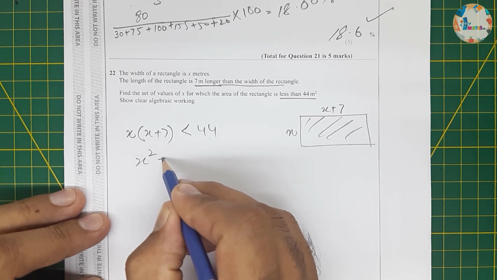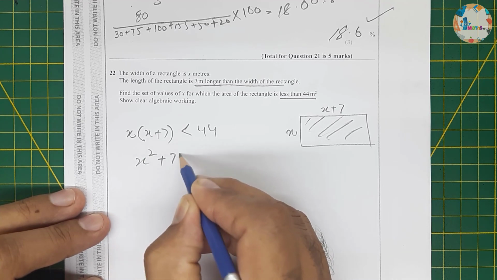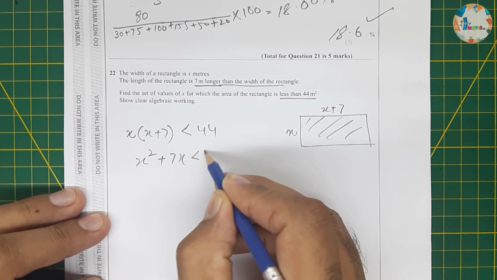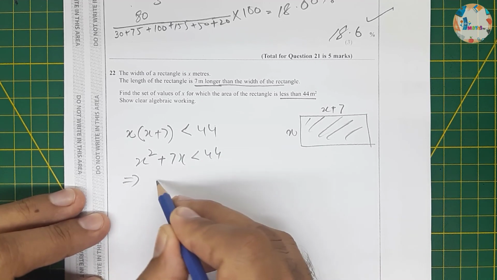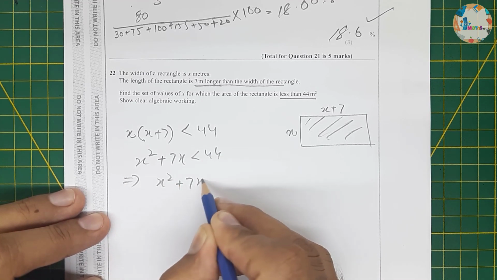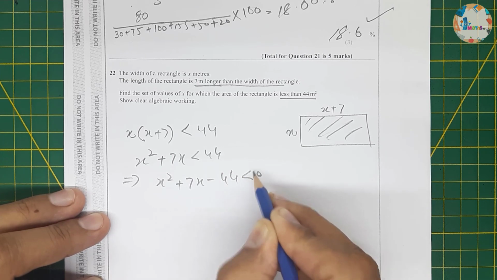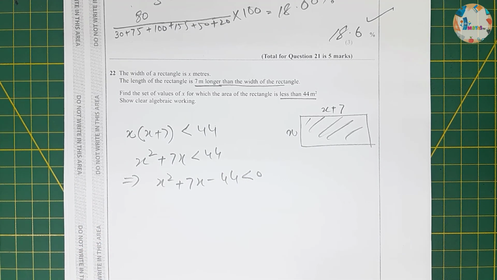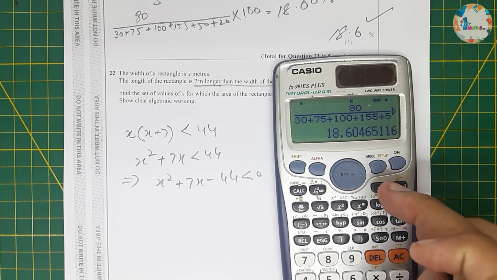This will be x square plus 7x is less than 44. This implies x square plus 7x minus 44 is less than 0. Now we can use the factorization method or quadratic formula. So we will check for factors.